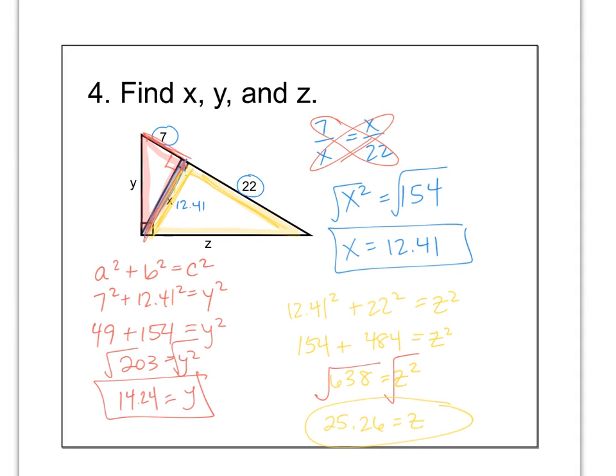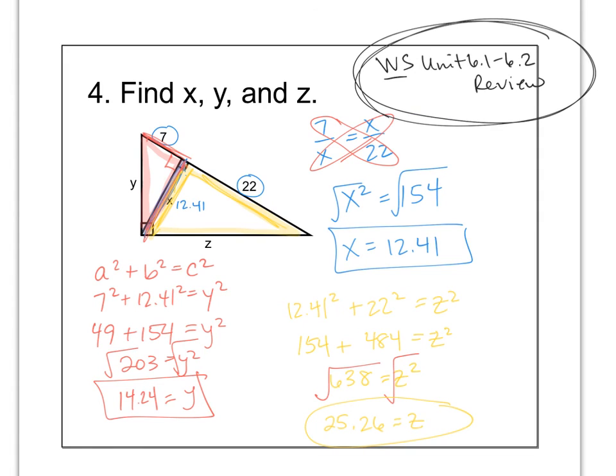Okay, that's our video review. Now what I want you guys to do is go and try the homework. Your homework is called Worksheet Unit 6.1 to 6.2 Review. It should be posted in our course. Otherwise, you can get it in the Unit 6 folder in the practice. So it's called Worksheet Unit 6.1 to 6.2 Review. And then we'll have a little quiz on just these two sections.